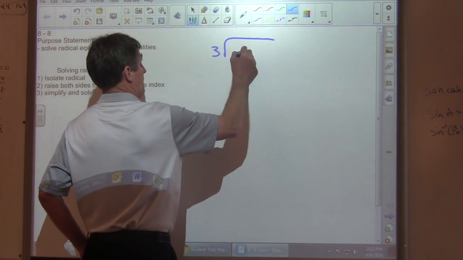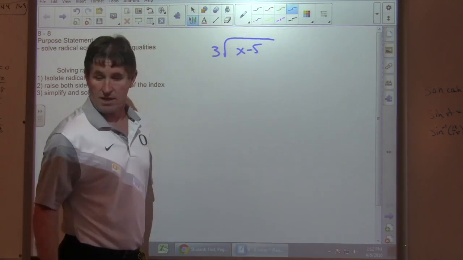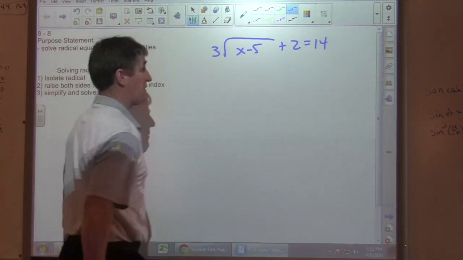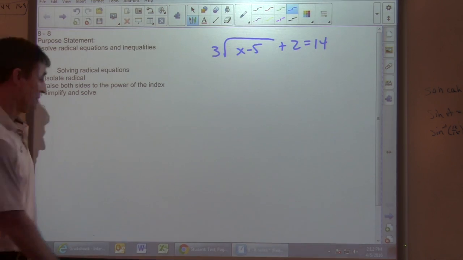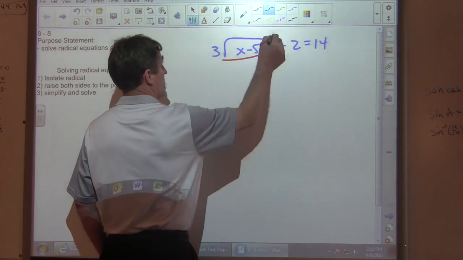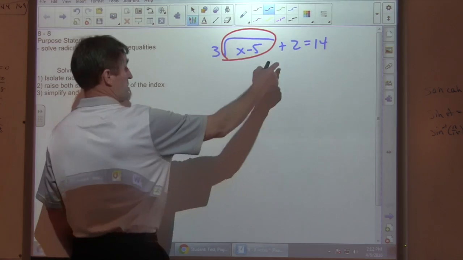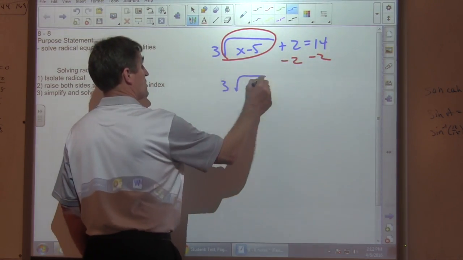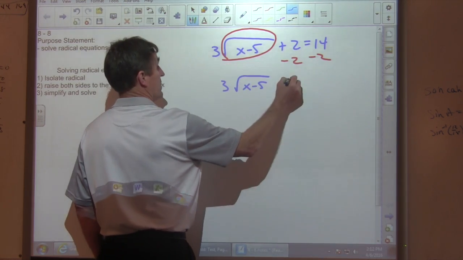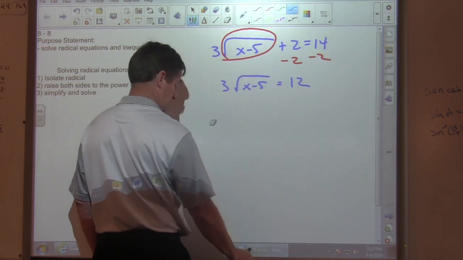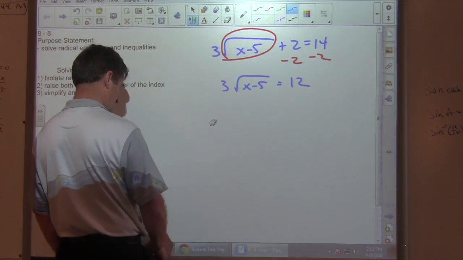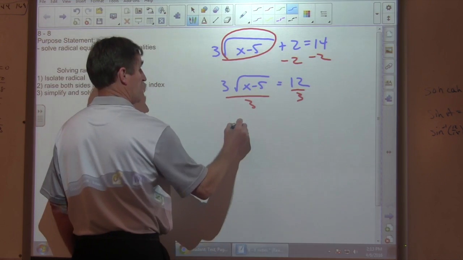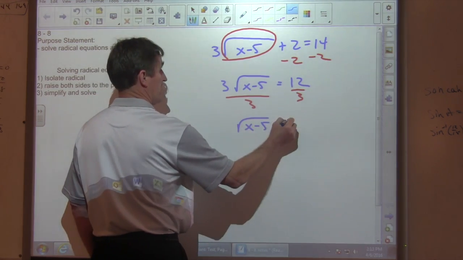3 times the square root of x minus 5 plus 2 equals 14. So now we've got something also added to the radical. But again, remember, we're trying to isolate this part. So we want to subtract the 2. And we get 3 times the square root of x minus 5 equals 12. Divide by 3. We get the square root of x minus 5 equals 4.